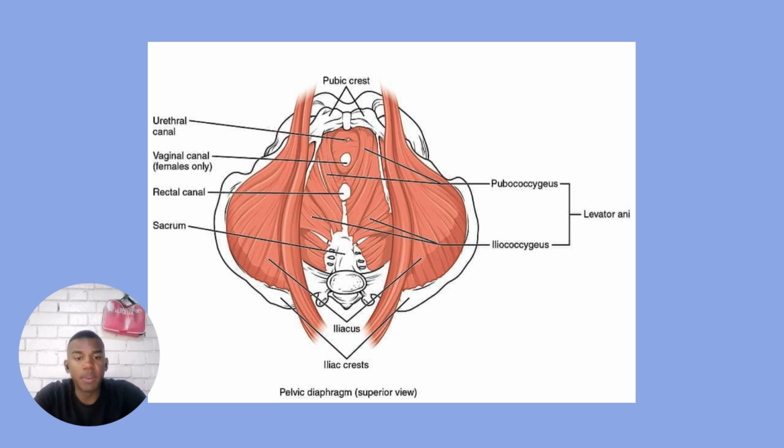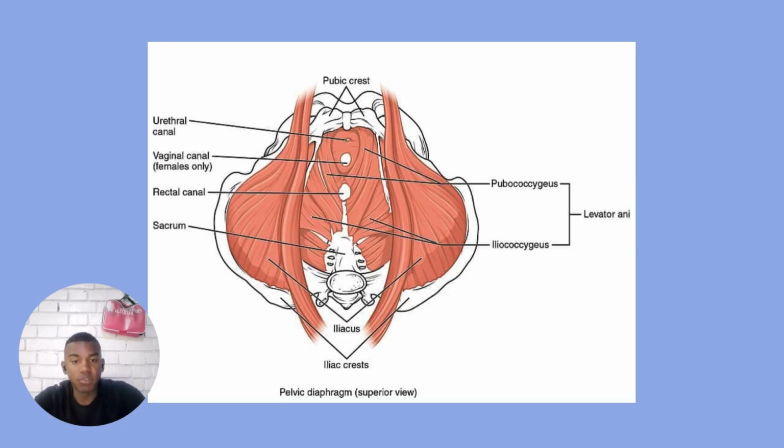Second, the pelvic floor muscles, or pelvic diaphragm. These muscles form a muscular hammock that supports the pelvic organs. They include levator ani, composed of three parts, the pubococcygeus, puborectalis, and iliococcygeus. This group maintains tone for urinary and fecal continence.